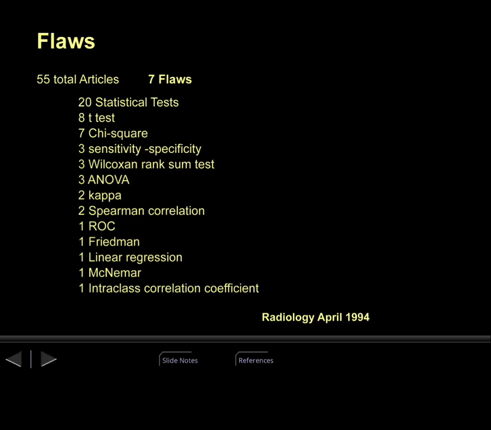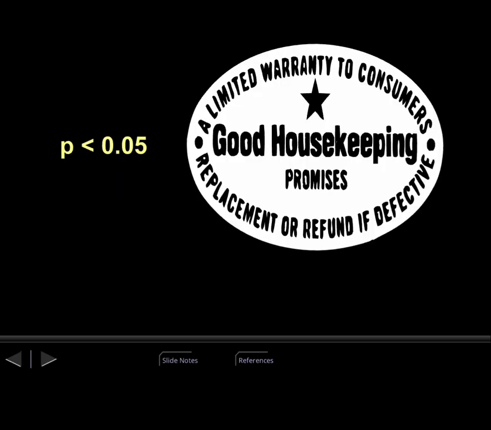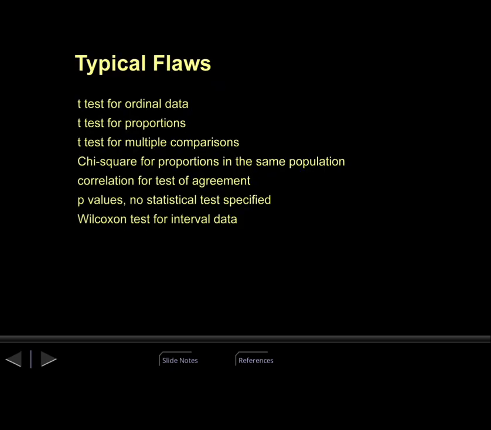The bad news: statistical flaws are common. Of 20 tests used in this issue of Radiology, 1/3 were used incorrectly. Most readers look for a p-value of less than 0.05 and assume that the results are valid. This is as naive as believing in the Good Housekeeping seal of approval.